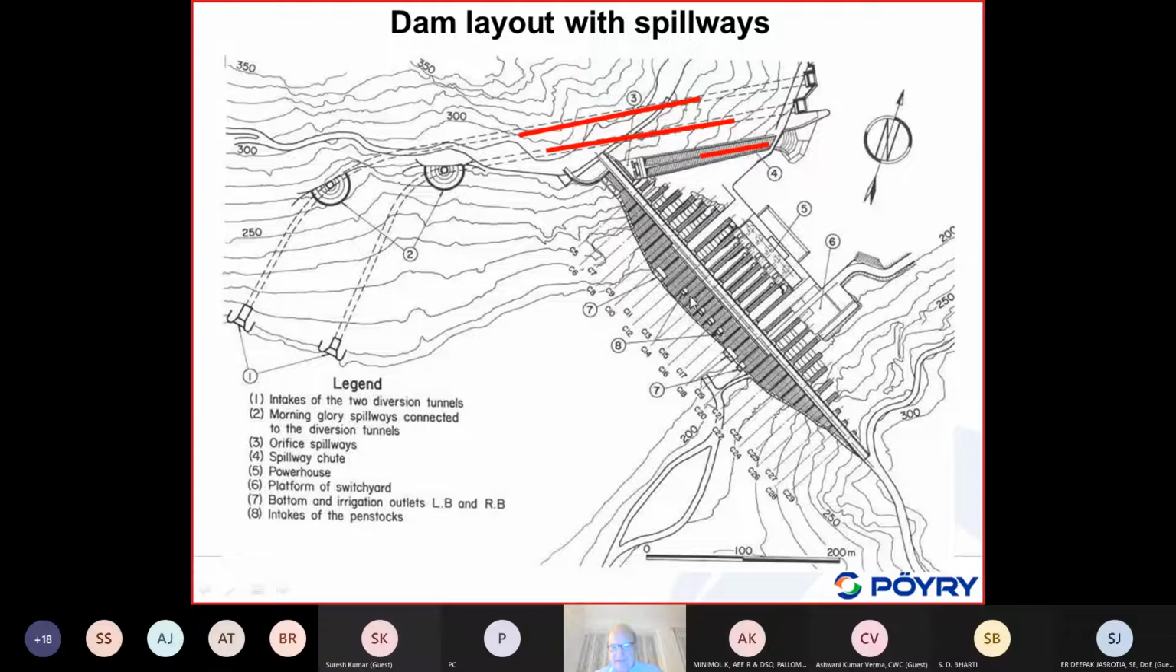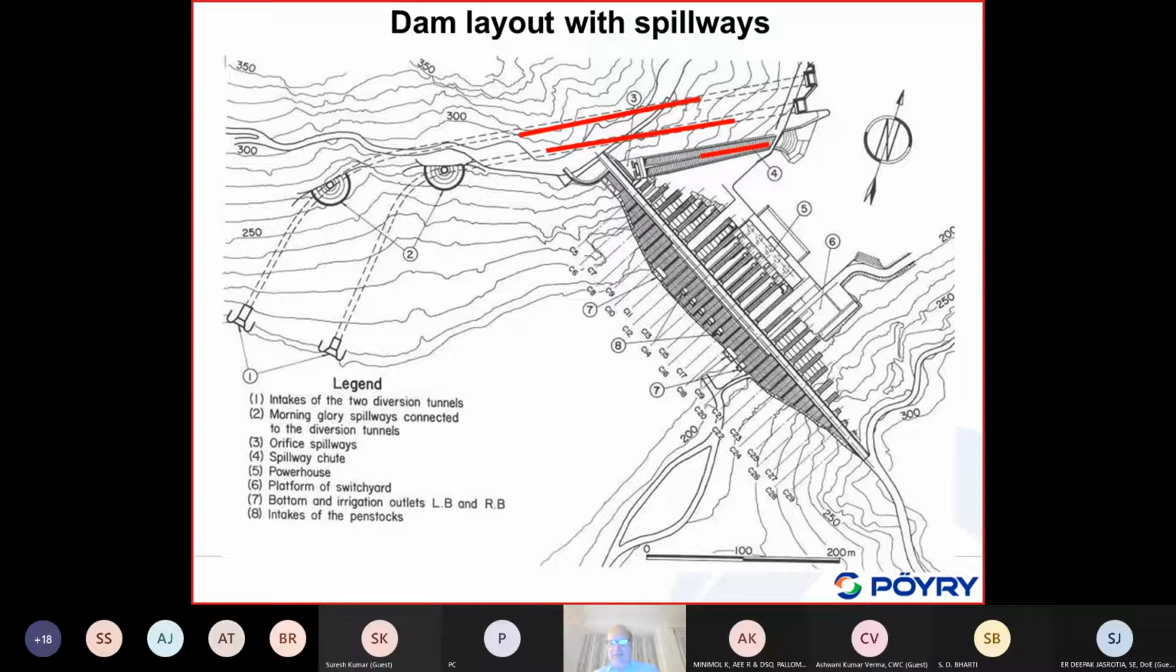Here are also the intakes for the power intakes, and here are bottom outlets, or we can call them low-level outlets. I use this term low-level outlets. Some people in Switzerland, we talk about bottom outlets, but here they were also called irrigation outlets. So there are 2 of these outlets.